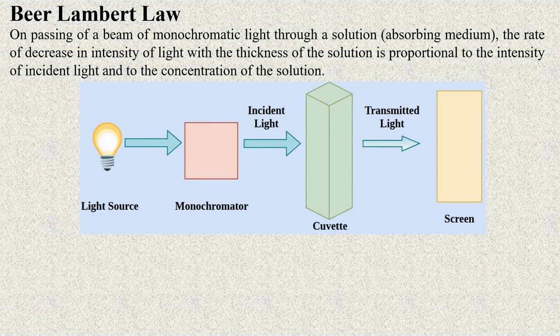On passing a beam of monochromatic light through a medium that is an absorbing solution, the rate of decrease in intensity of light with the thickness of the solution is proportional to the intensity of incident light and to the concentration of the solution.